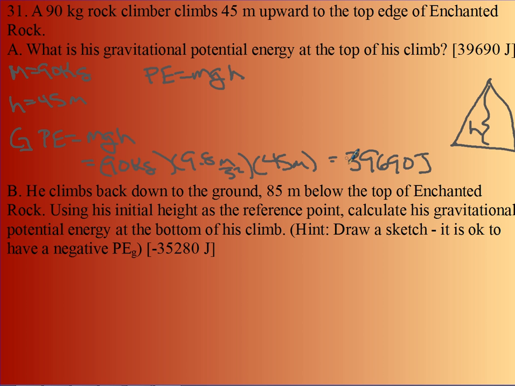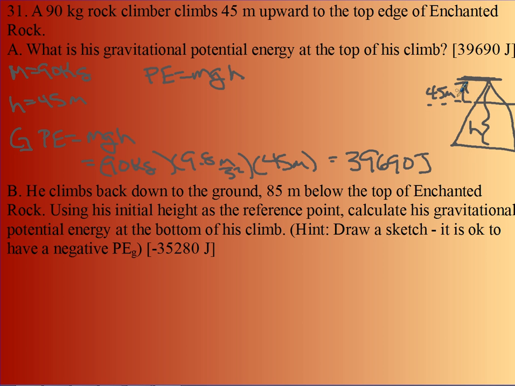Now he climbs back down to the ground 85 meters below the top of the Enchanted Rock. Use the initial height as a reference point. Calculate his potential energy at the bottom of the climb. Okay, let's look at this. So he goes up 45 meters. Okay, so this is 45 meters. Okay, so that's his 0 point.